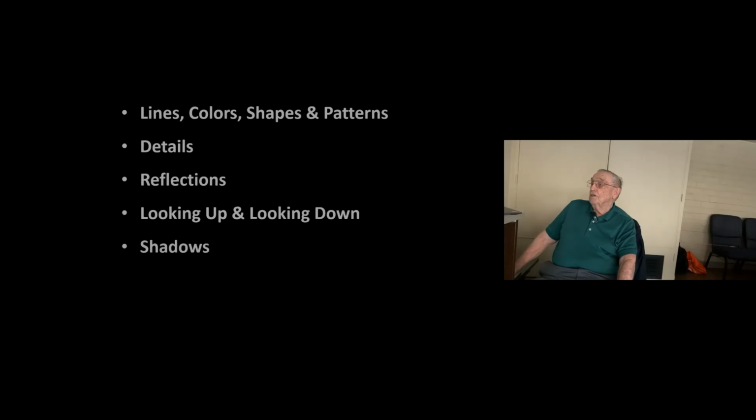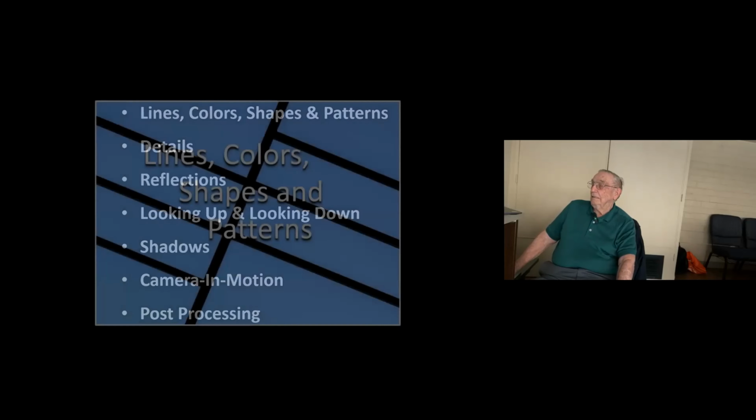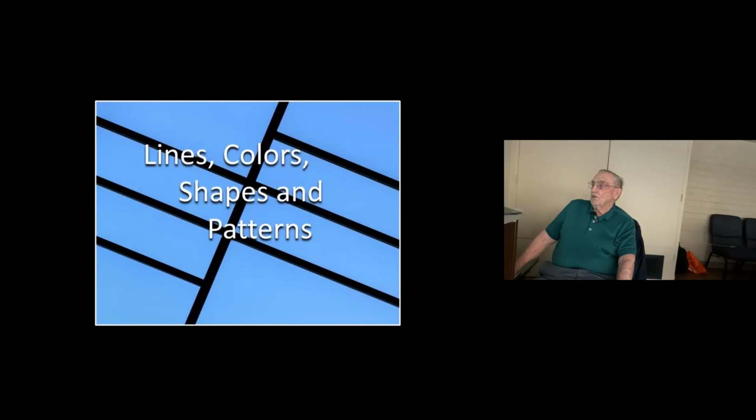Shadows can create nice abstracts, and something that we'll tinker with a little bit if I don't talk too long, and that'll be camera in motion photography. Abstracts you can make in your camera that may be a little different than what you've done before. And of course, the place that post-processing plays. Let's look at lines, colors, shapes, and patterns first.